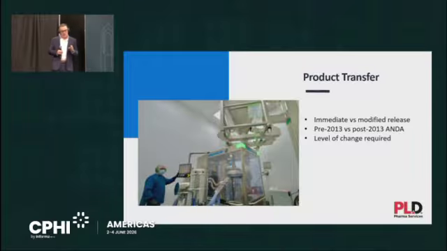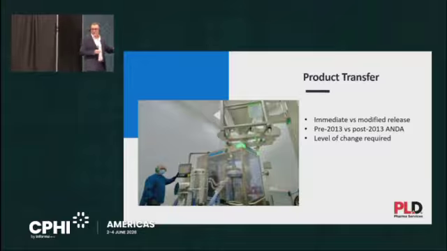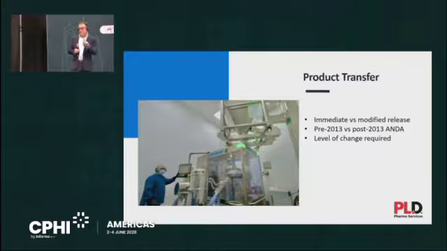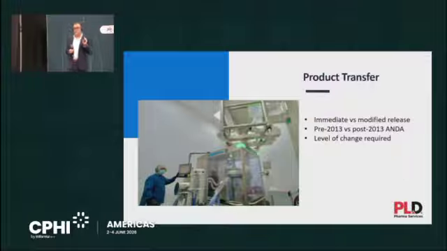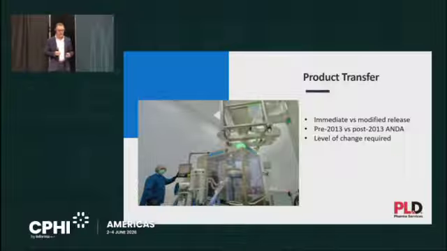So it's a huge win if you've got a pre-2013 ANDA that you want to transfer, because now you only have to, under regulatory requirements, produce 1 batch and get 3 months of accelerated stability in order to file that CBE 30. And a lot of our ANDAs that we have within our portfolio are pre-2013.